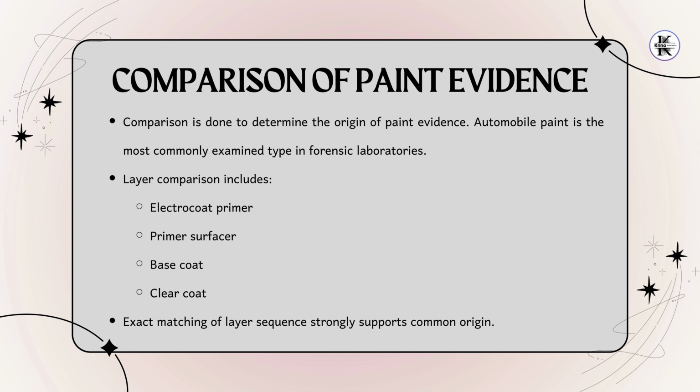Now, after collection, the next step is comparison. Comparison of paint evidence helps in determining its origin. In automotive paints, the sequence of layers is compared. If the layers match exactly, it strongly suggests a common source. This makes paint comparison a very powerful forensic tool.